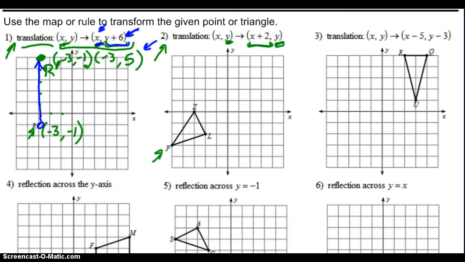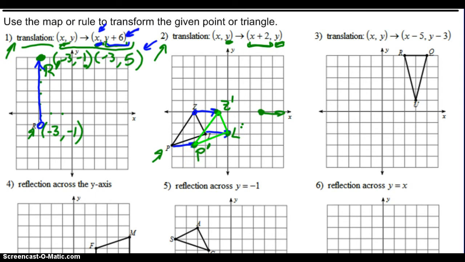What does it mean to increase X by 2? Well, it means that I'm going to go 2 units in the X direction. So starting with Z, I'll move 2 units in the X direction. L, same thing. P, same thing. So here is Z prime, here is L prime, here is P prime, and let's connect the points to make our triangle. And there's our new triangle.